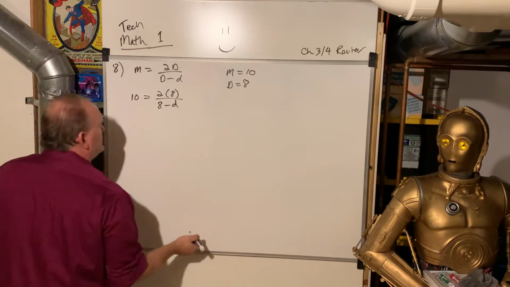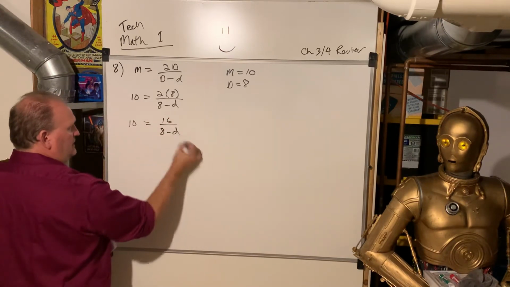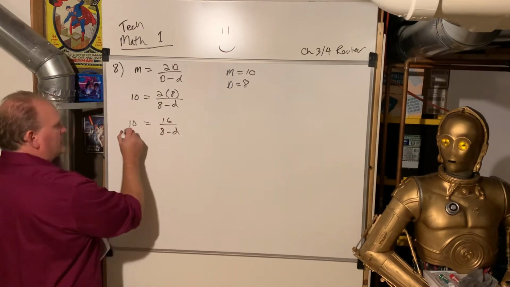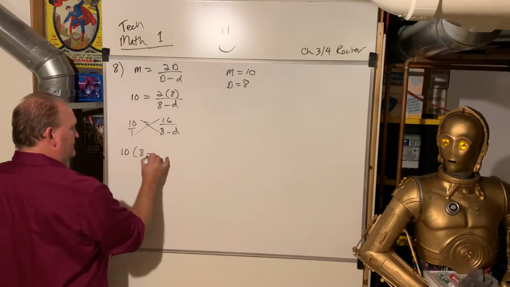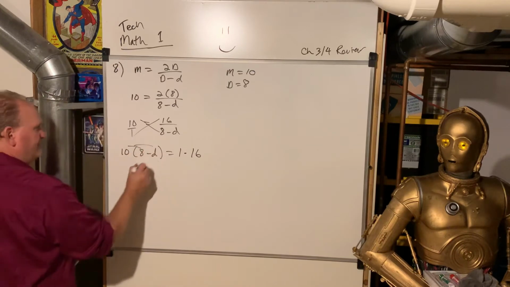And so now we just 8 minus d. And now after, you know, a little fixing up here, it looks just like the problems that we did before. Cross multiply and solve.